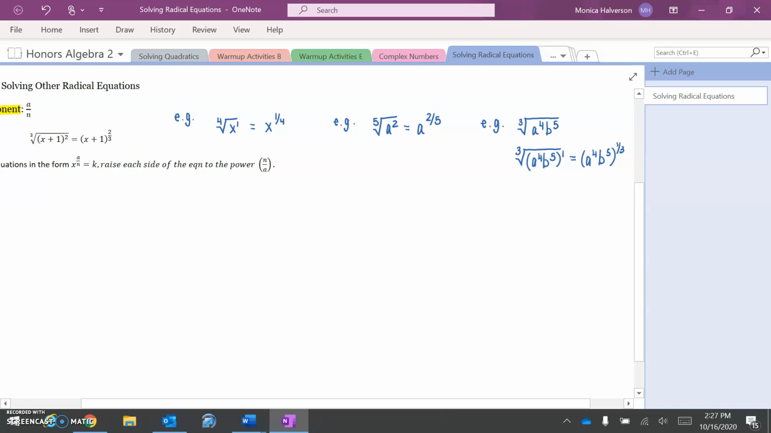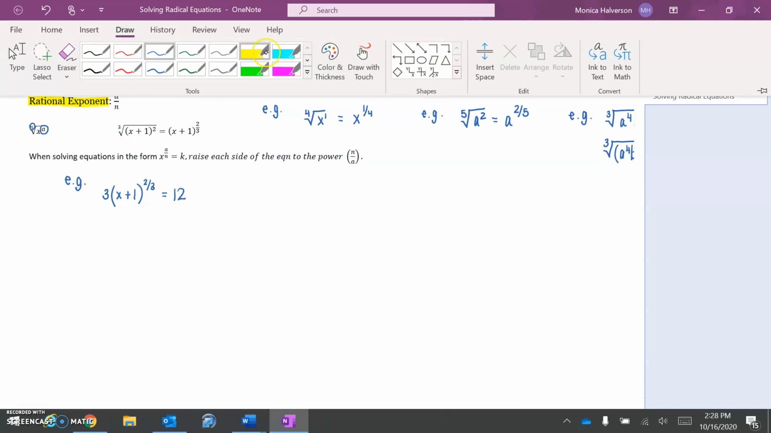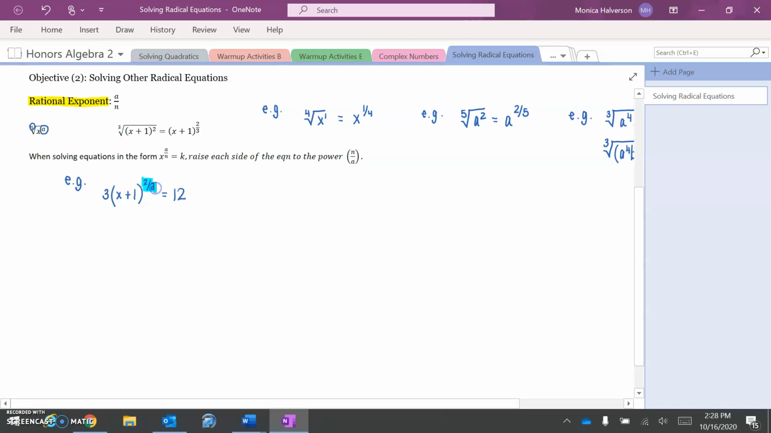Excellent. So why we introduce that is because you might be asked to solve radical equations when they're written in rational exponent form. For example, a problem like this: 3 times x plus 1 raised to the 2/3 equals 12. When you see a rational exponent now, you automatically think that means it's a radical. We've just rewritten it in a different manner. So we have to treat it the same way.